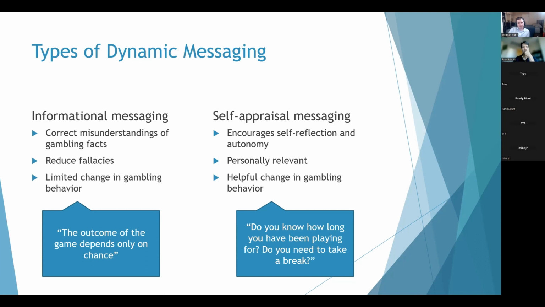The alternative type of messaging, and the one that Oasis is built around, is self-appraisal messaging. This type of messaging focuses on encouraging people to monitor their behavior and compare it with their goals, encouraging self-reflection and autonomy. Rather than just being generally informative, this type of messaging can be made personally relevant by catering to people's specific goals. This type of messaging has been shown to cause a helpful change in gambling behavior, improving awareness and helping people take control of their gambling habits.